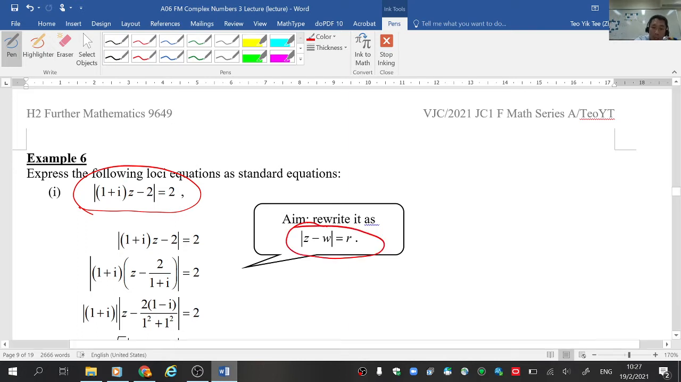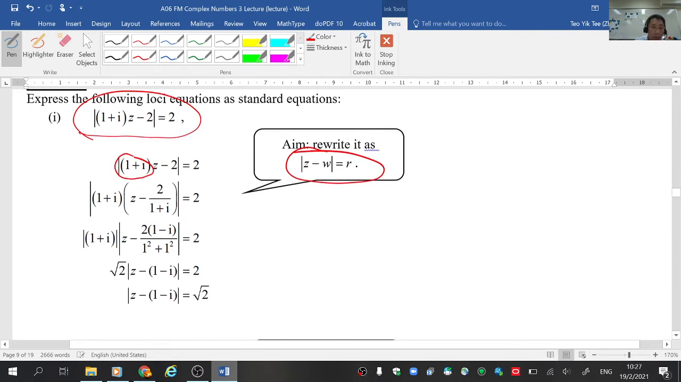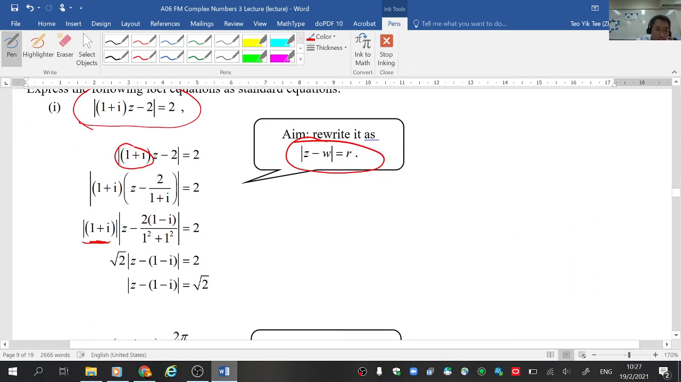Always remember, this is how your standard locus will look like for a circle. So what you need to do is activate what you have learned in chapter 1. Okay, 1 plus i, I need to factor it out. So based on your chapter 1 knowledge, I can factor out 1 plus i from my modulus. Okay, so when you factor out 1 plus i from the modulus, take note this is 1 plus i modulus. 1 plus i modulus is actually root 2.